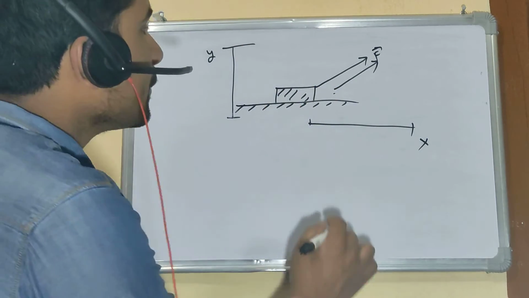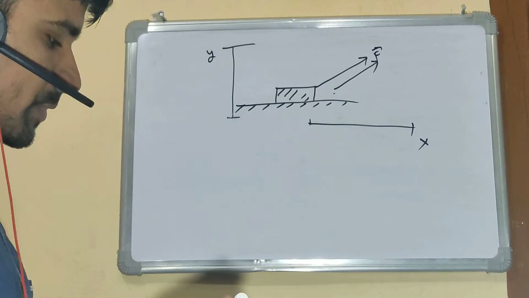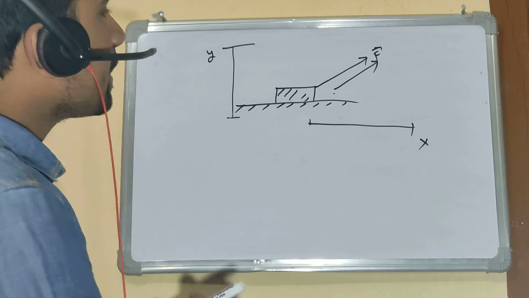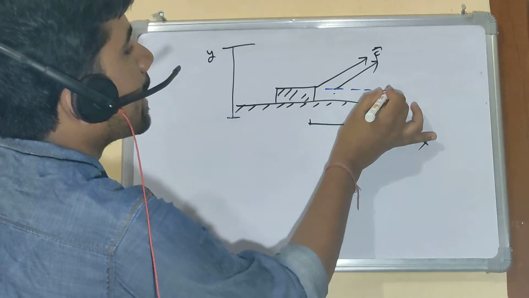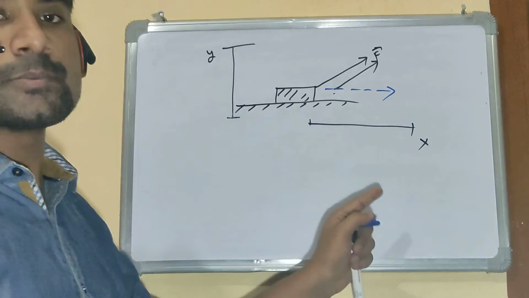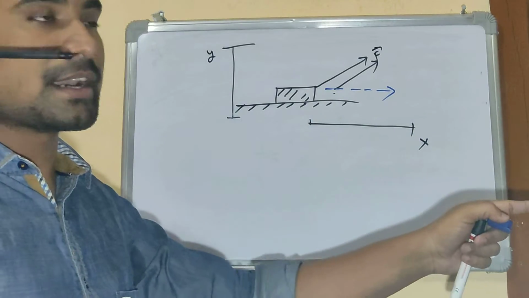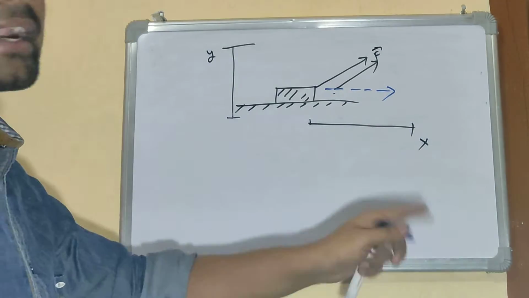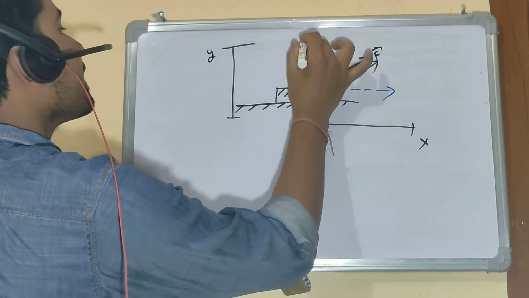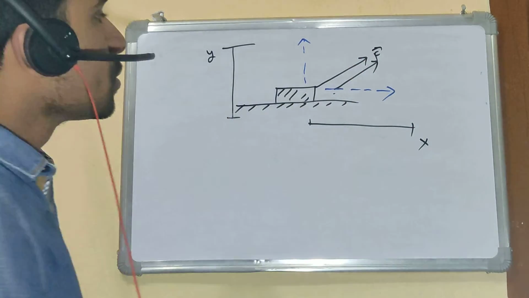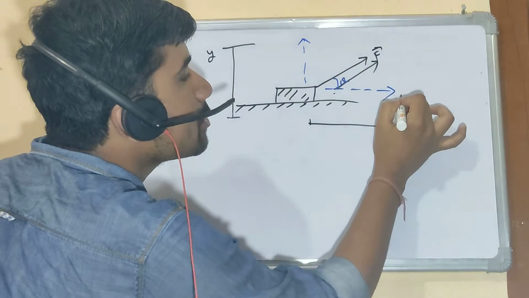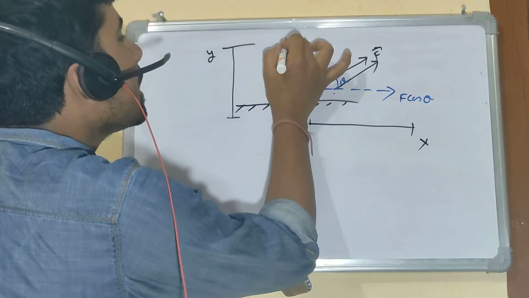But if I resolve it, it will have a component along x direction as well. This component is responsible for producing acceleration in the x direction. The y component will not do that; the y component will do it for the y direction. Clear? So if this is theta, as I just explained, this will be F cos theta and this will be F sin theta.